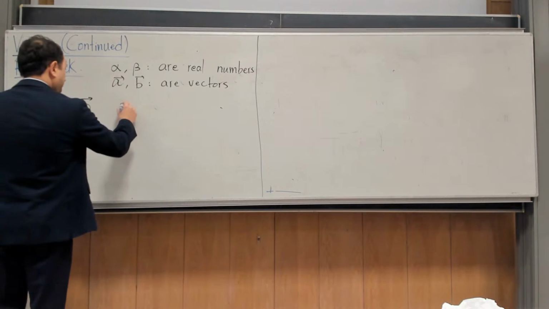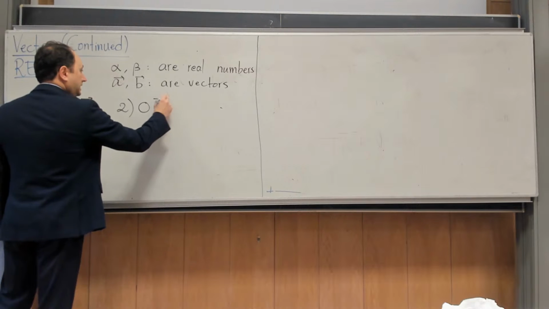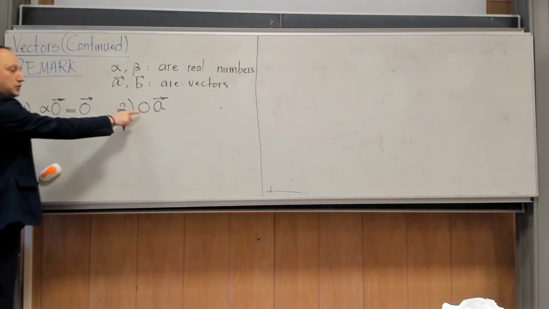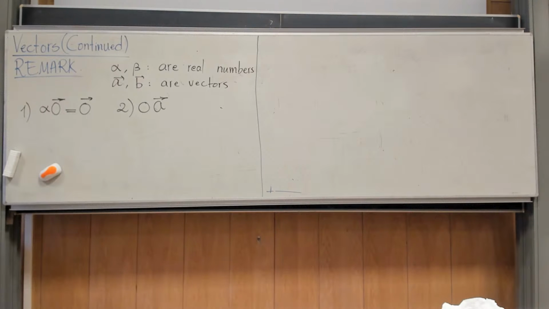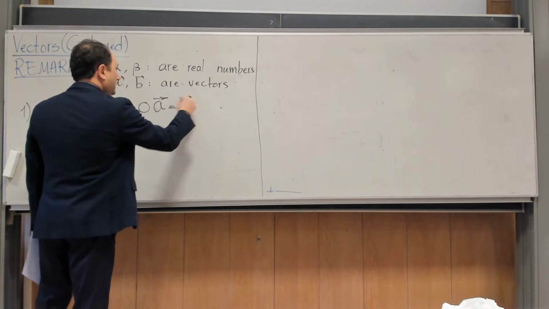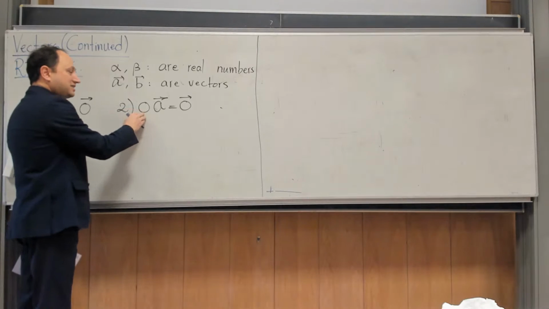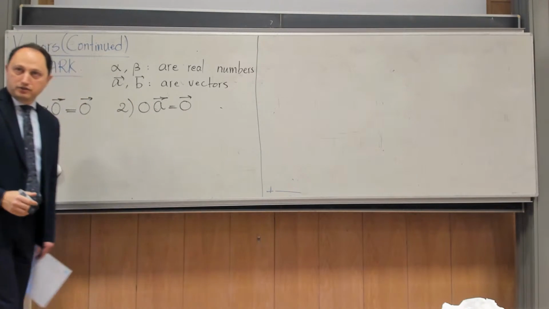Number 2. What happens if I have the 0 number multiplied by any given vector? You see the difference? Here alpha is a number, 0 is the 0 vector. Here 0 is the number, A is any vector. What do you think would be the answer? Yes, 0 vector. So when you multiply any number by the 0 vector, you don't need to know the number. The answer is the 0 vector. If you multiply the 0 number by any vector, you don't need to know the vector. The answer is the 0 vector.